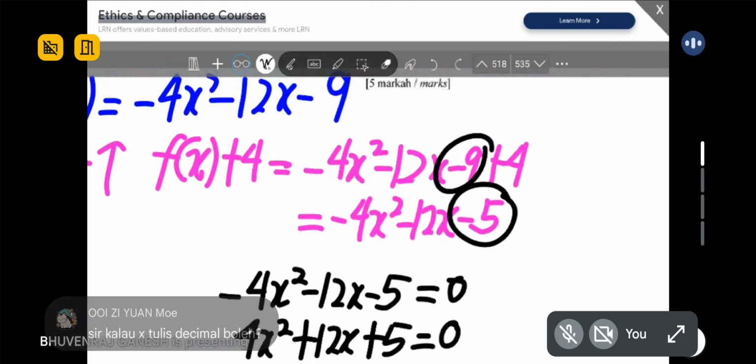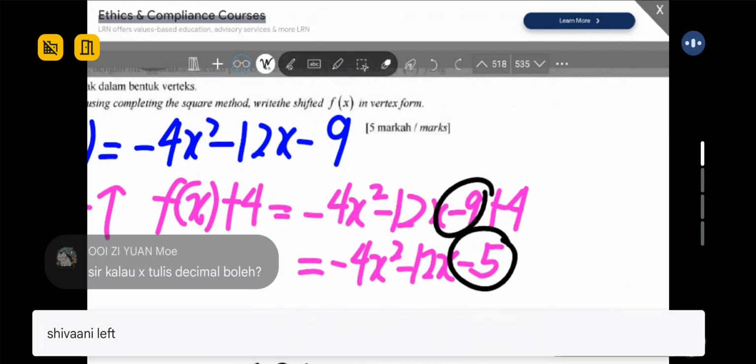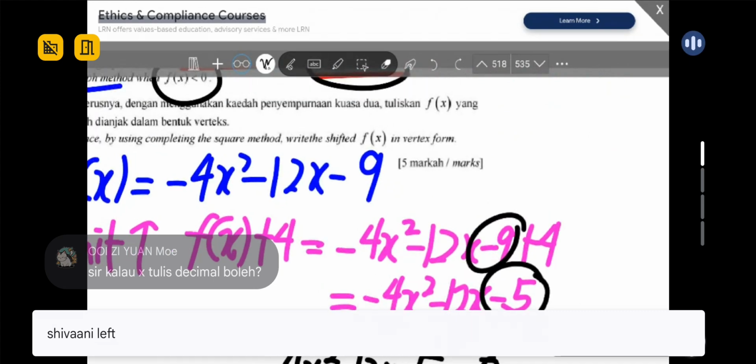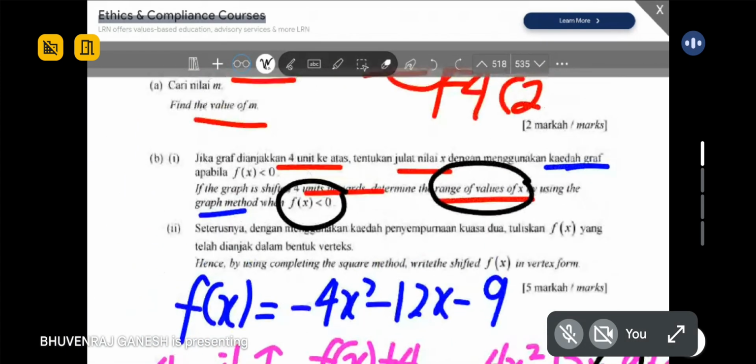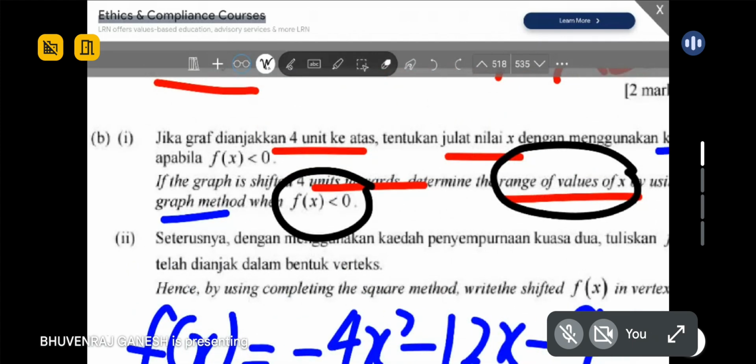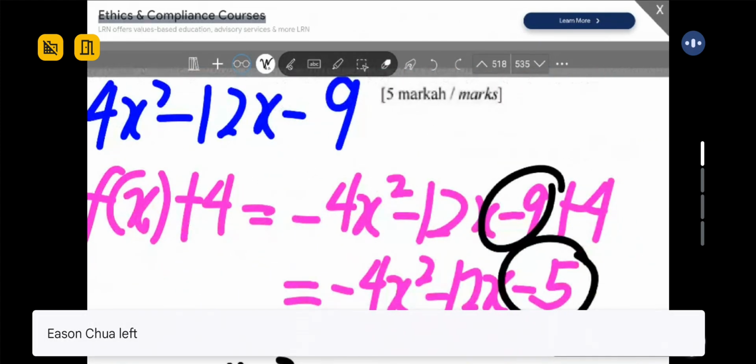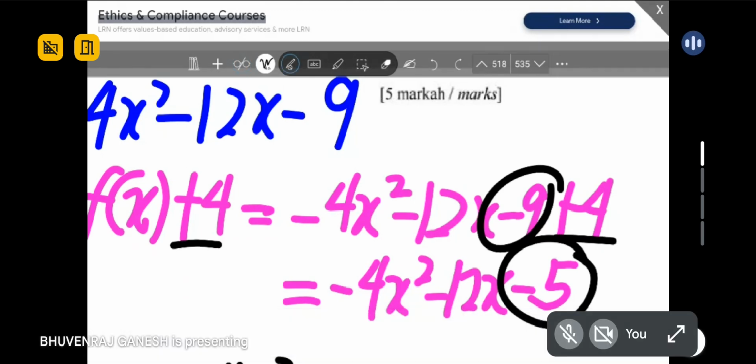What do you mean, plus 4 changes to negative 4? No. Why would you change to negative 4? Because they say move 4 units upward. Dianjurkan 4 unit ke atas. So it should be a plus. When you go upward, it's always positive. So that's why it's positive 4.